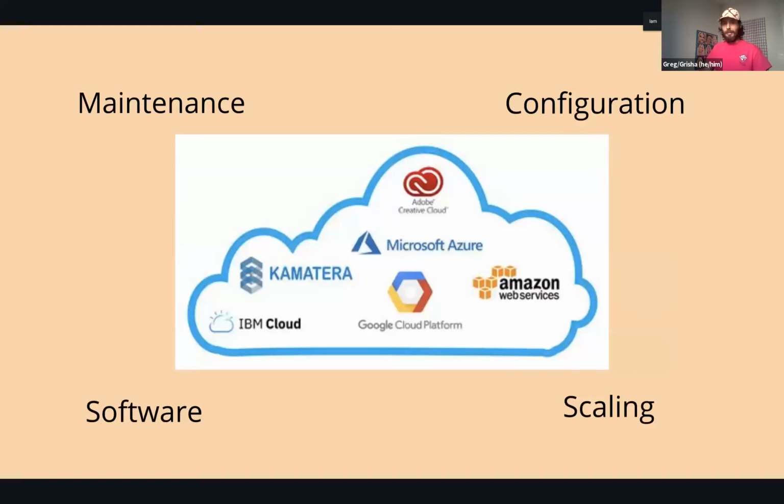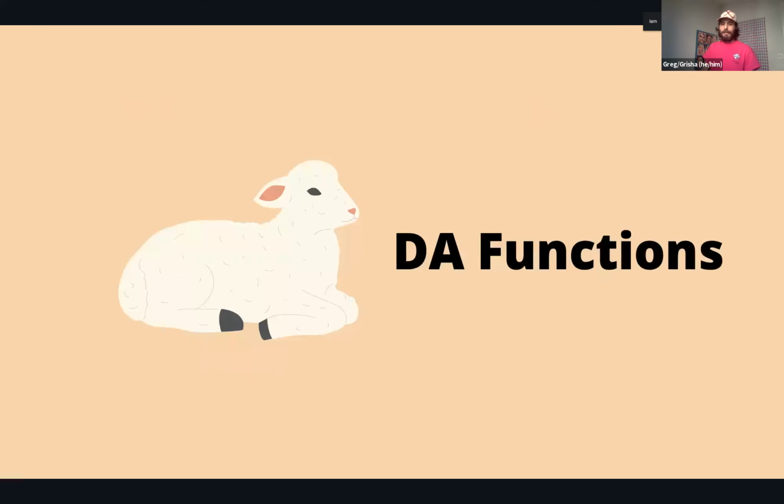So what does this actually mean to you as a developer? It's that you don't have to worry about the servers where your code is running. Also, you don't have to worry about the maintenance of hardware, configuration of network, installing software. The scaling and everything else are abstracted away by the serverless provider. But how do we connect to the serverless platform? With serverless functions, otherwise known as AWS Lambda functions.